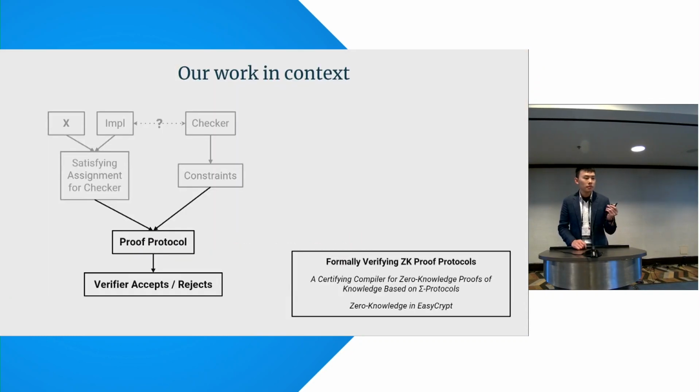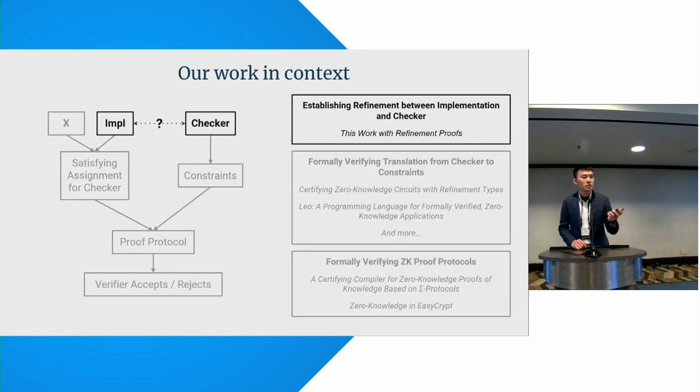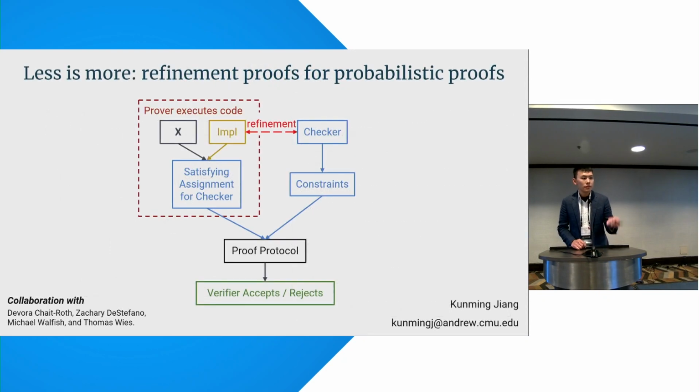So finally, just to put our work into context, there has been work applying formal methods on the proof protocol itself, on the translation from the checker to the constraints. But we are the first to establish this link between the implementation and the checker. Through using refinement, we close a major gap in probabilistic proof systems, making the whole system a lot more sound and correct. I want to thank my co-authors, Devora, Zach, Mike, and Thomas.